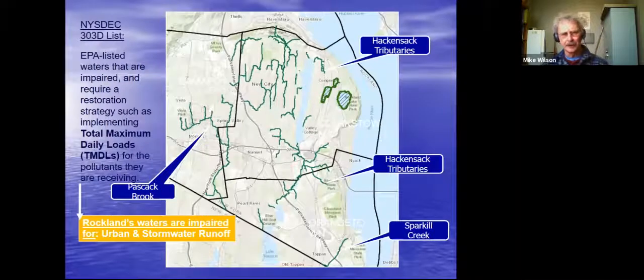A 303 water body is an impaired water body. And in Rockland County to date, we have 4 of them. The Hackensack, or actually 3, the Hackensack tributaries, Sparkill Creek, and Pascack Brook. They are impaired. They will not support fish or wildlife at all. So they need to be worked on. And in terms of total maximum daily loads, those are the amount of pollutants that they are currently receiving, and we need to reduce those TMDLs.